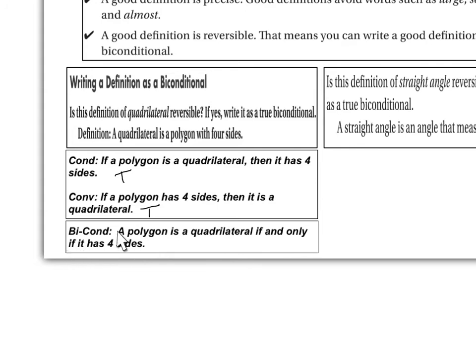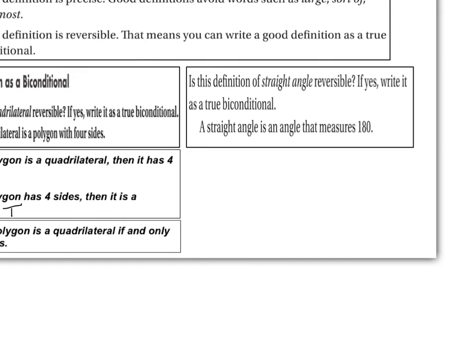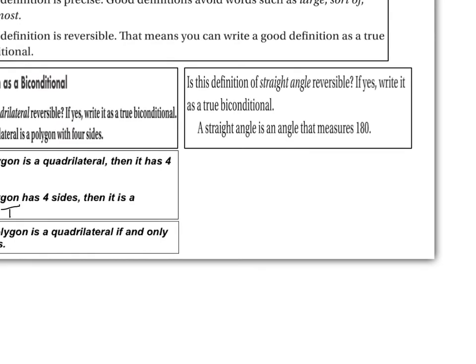Again, here's the hypothesis. Here's the conclusion. All right, so what I want you to do is determine, is this definition of straight angle reversible? I want you to write 3 things. I want you to write the conditional, the converse, and if they're both true, write the biconditional with it as well.